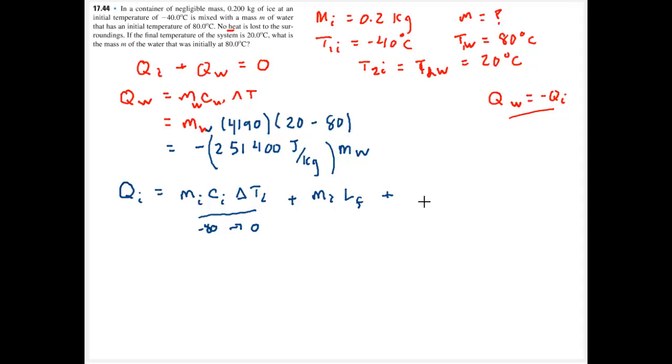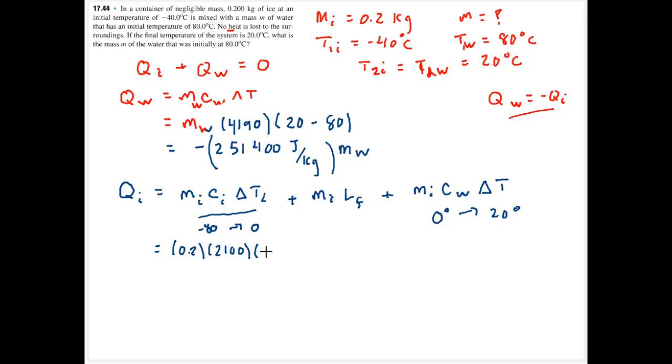And then it's going to take some energy for the ice, which is now water, and that's going to undergo a temperature change from 0 degrees all the way up to 20 degrees here. So we can look up what all these guys are. I know that the mass of the ice is 0.2 kilograms. I know that the specific heat of ice is going to be 2100 joules per kilogram degree Celsius.